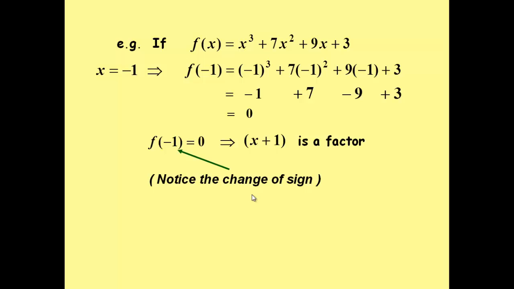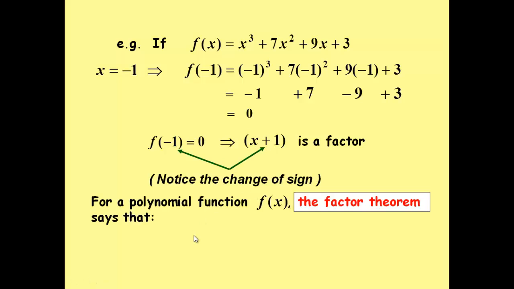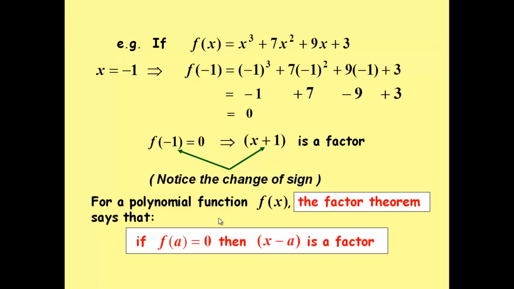Notice the change of sign, f of minus 1 and the plus 1 in there. Remember, we need to make the bracket 0, so if x is minus 1, the bracket is 0. So we can say that through the factor theorem we know that x plus 1 is a factor, and this works for anything. If f of a equals 0, then x minus a is a factor. So that's the general rule.